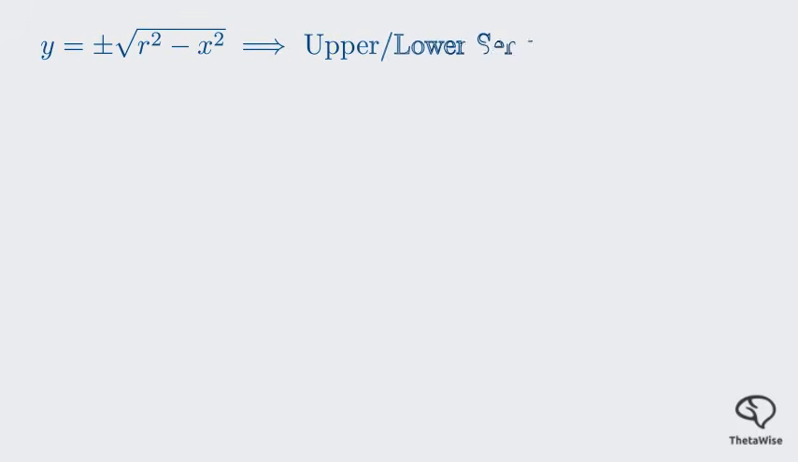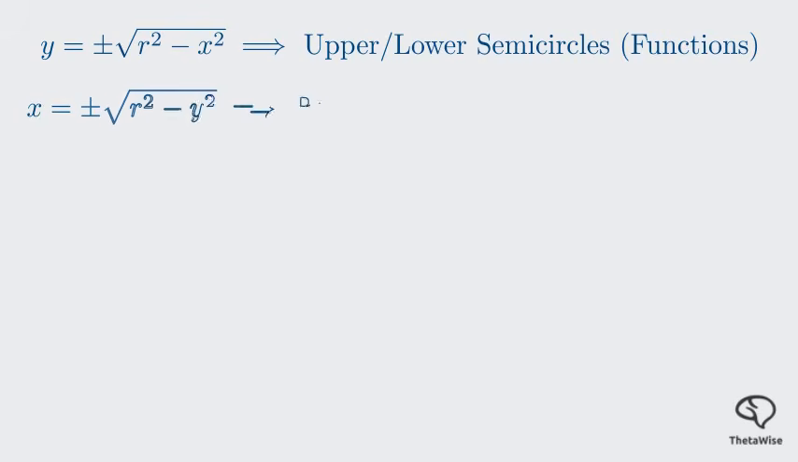We've now completed our tour through the 4 forms of semicircular graphs. Let's quickly recap what we've learned. We started with the equation y equals positive or negative the square root of r squared minus x squared, which represents the upper and lower semicircles. Both of these are functions. Then we looked at x equals positive or negative the square root of r squared minus y squared, which gives us the right and left semicircles.